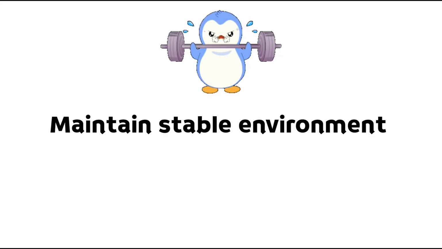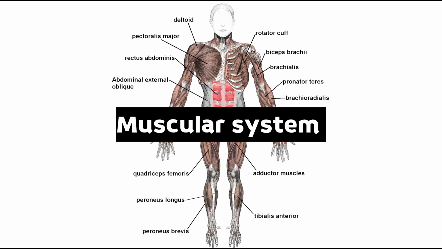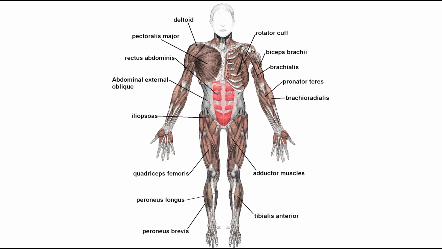So the muscular system enables movement by contraction of three types of muscular tissue. They are skeletal, smooth and cardiac muscle. So let's know them one by one. First we are knowing the muscular system.